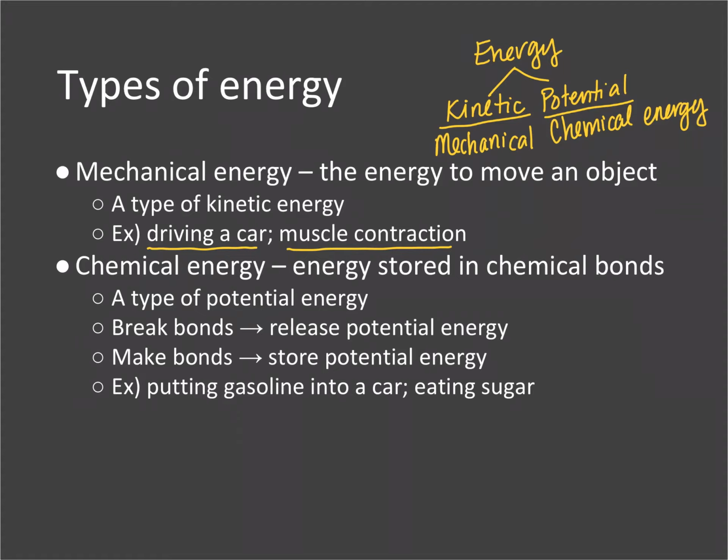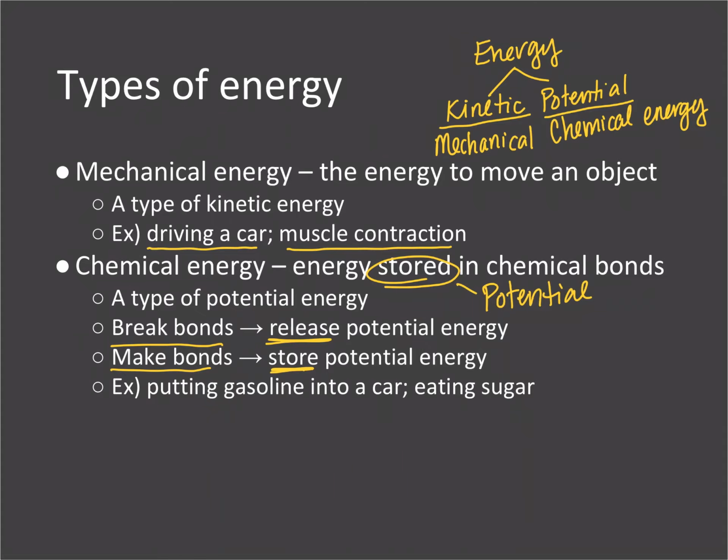So chemical energy, remember we said, is a form of potential energy. So it's stored energy. Remember, stored means potential energy. And so chemical bonds are able to store energy in them. If you break those bonds, you typically release that energy to be used by something else. If you make bonds, you're storing that energy to be used at a later time.